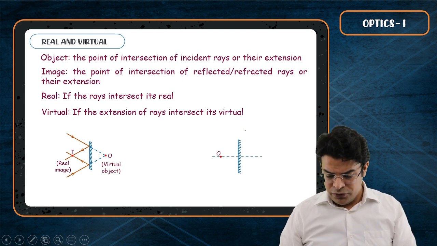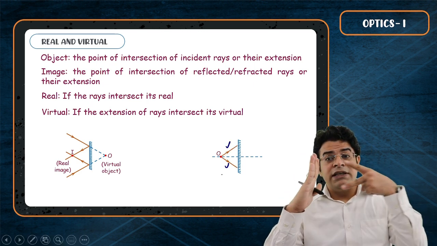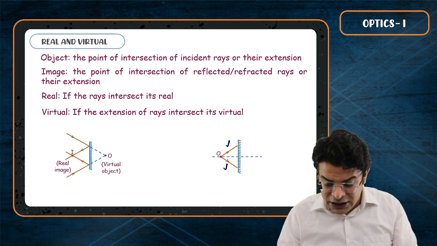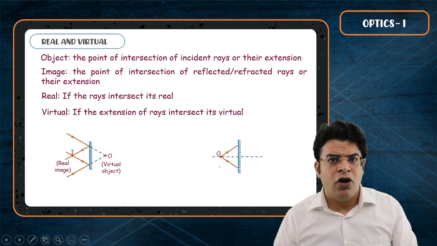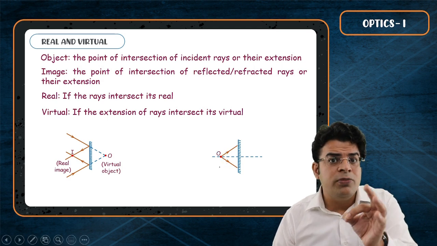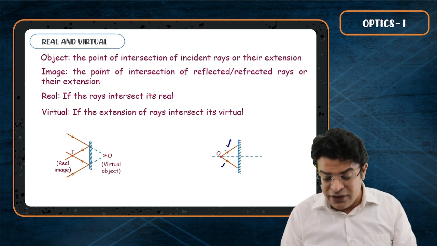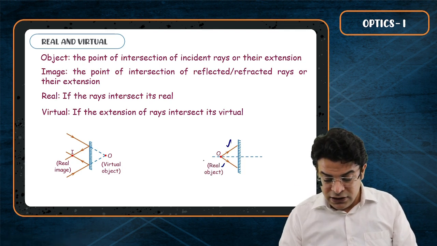On the same plane mirror, if we place an object in front of it, from this object rays will come out. Now these rays which are going to be incident on the plane mirror are called incident rays. Are these rays actually intersecting at a point? Yes. What is that point? Object. Is this a real object or a virtual object? This is a real object because these incident rays are actually intersecting at this point.